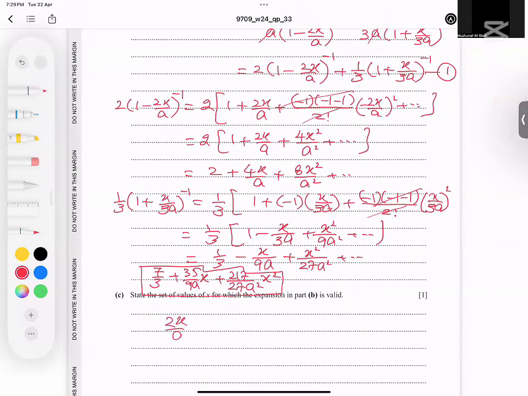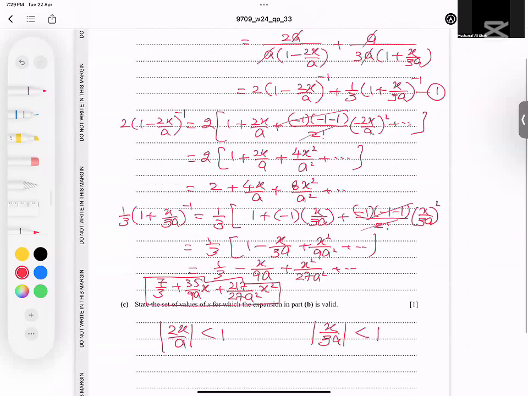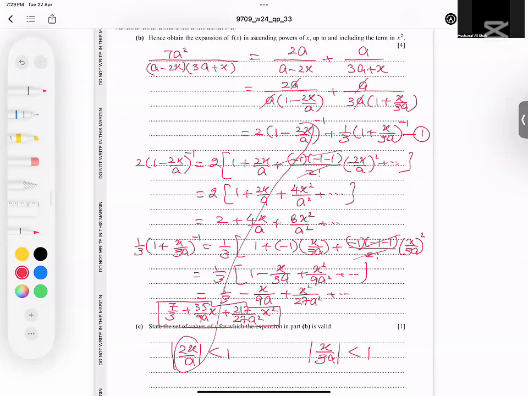2x over a modulus should be less than 1. So I have taken from there. Now I'm taking the other one. x by 3a modulus should be less than 1. So I believe you got the point clear. So I repeat my words from where I got it. I got it from here, and I got it from here.